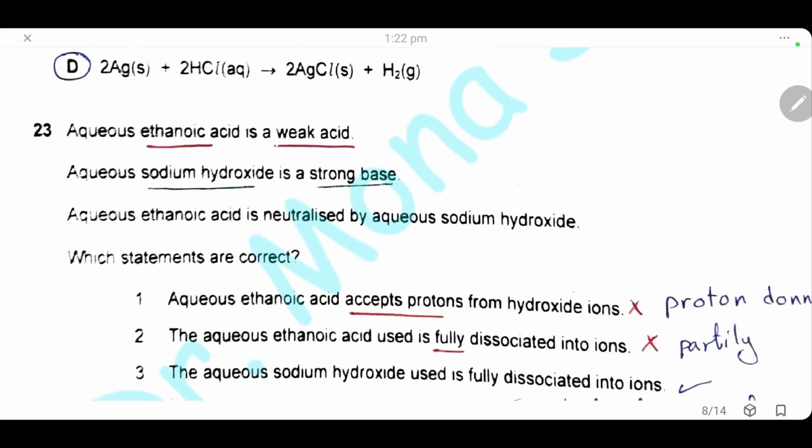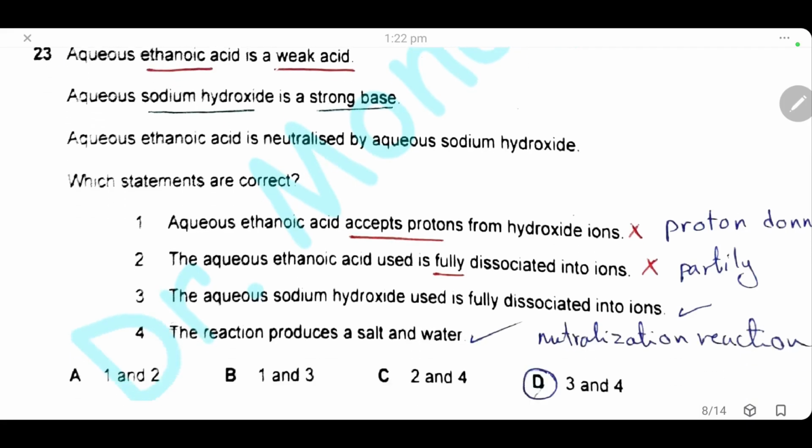Question 23. Aqueous ethanoic acid is a weak acid. Aqueous sodium hydroxide is a strong base. Aqueous ethanoic acid is neutralized by aqueous sodium hydroxide. Which statements are correct?